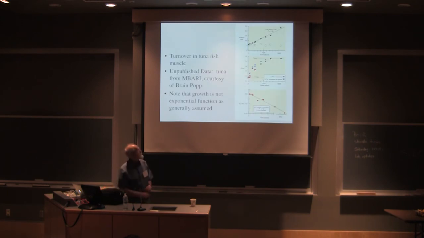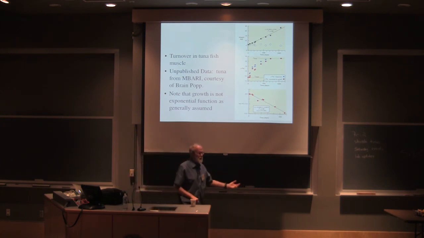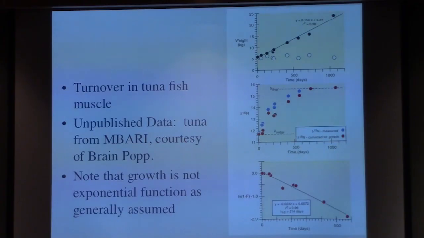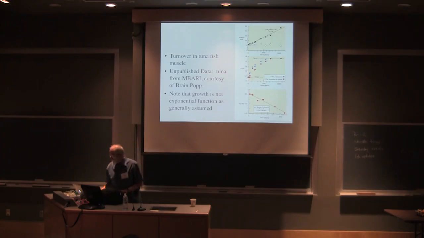We can use it to correct for growth, and that just means you put in an R term. Okay? So this is just an example where you look at the weight of fish, and here's the growing fish, the non-growing fish. Here's the nitrogen values, and if we correct the nitrogen value for growth, we get actually a different turnover time.